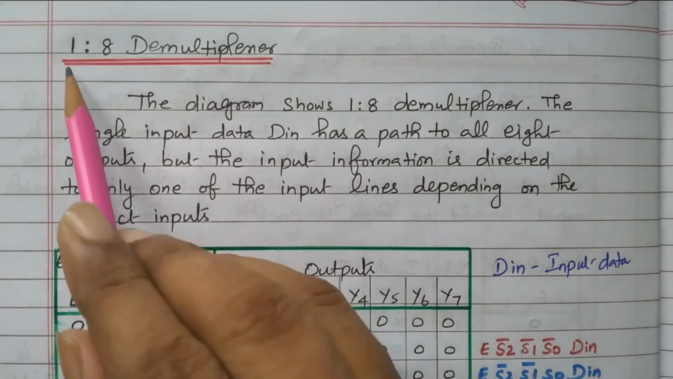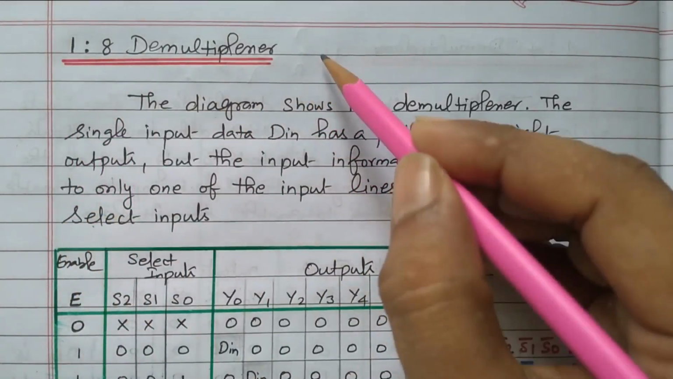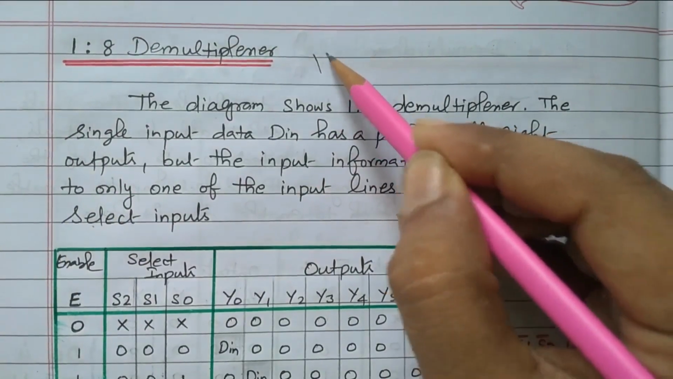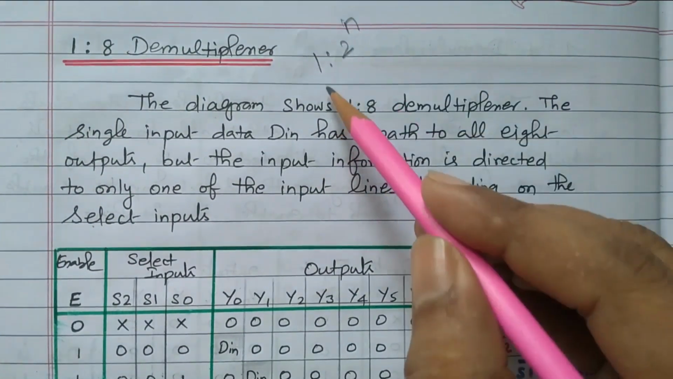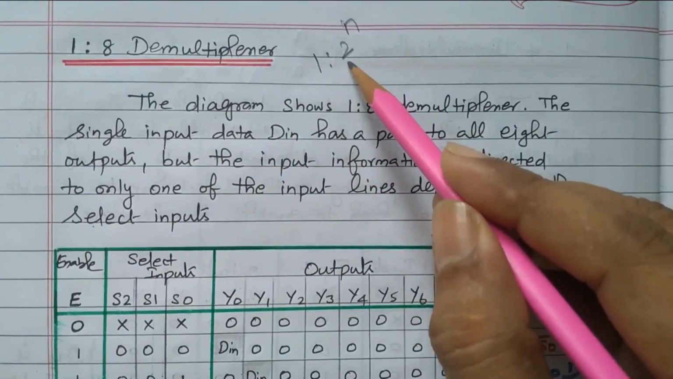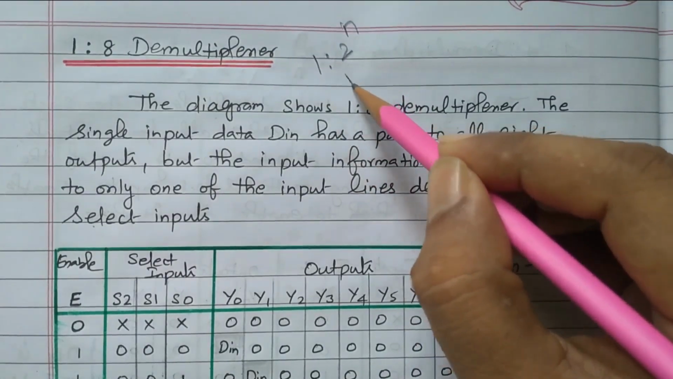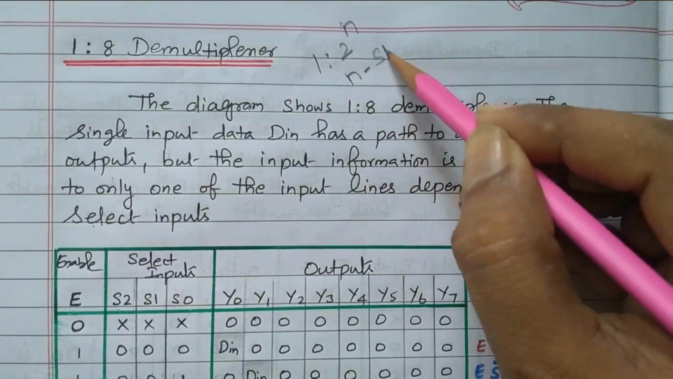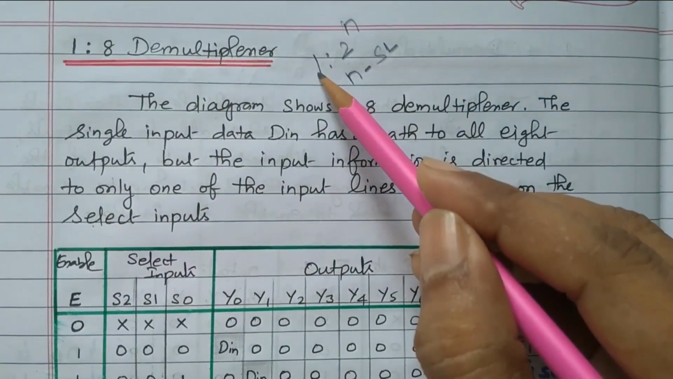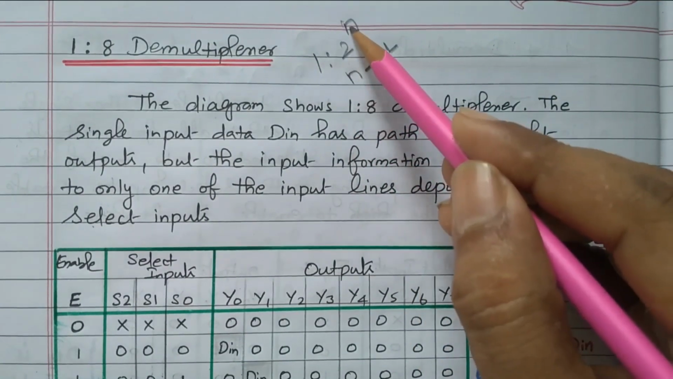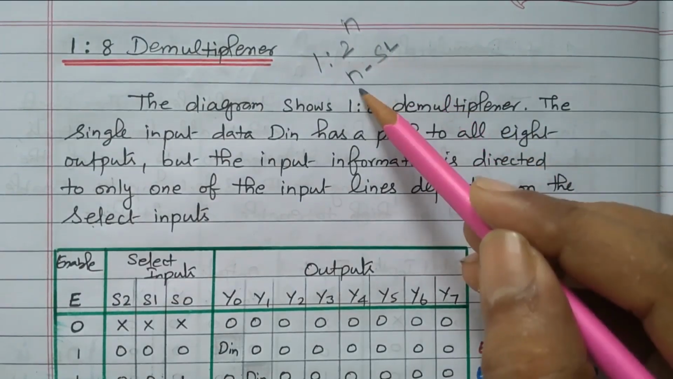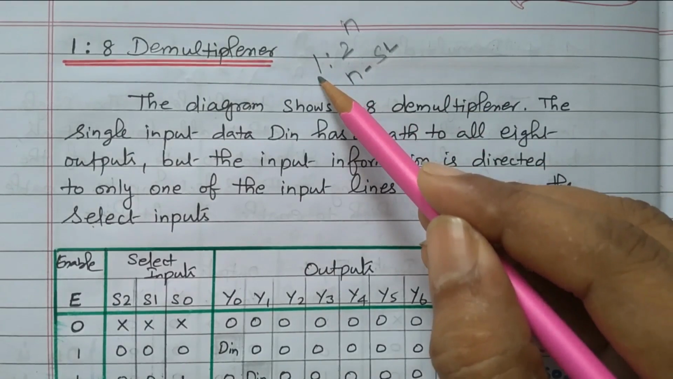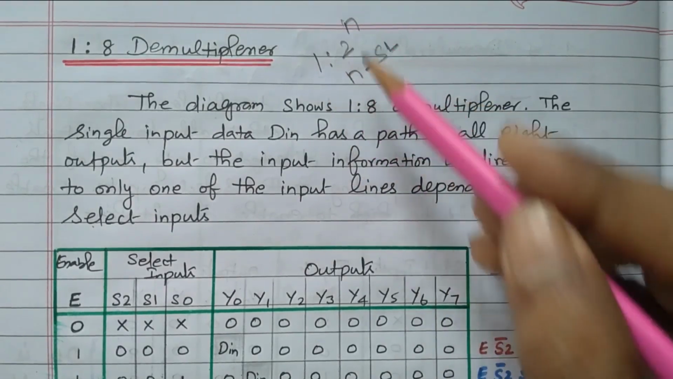Now we'll go to the topic 1:8 demultiplexer. A demultiplexer means it is 1 to 2 to the power n, one input and 2 to the power n outputs, with n selection lines. This one input is produced as 2 to the power n outputs, based on the selection lines. The selection lines decide how this one input is converted into 2 to the power n outputs.